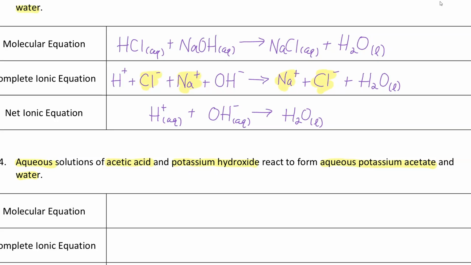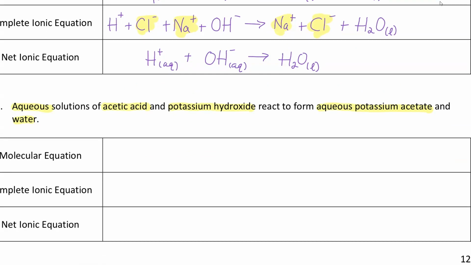Acetic acid, is it a strong acid? No. Strong acids are HCl, HBr, HI. What's the next one on your list? Perchloric, HClO4, nitric, HNO3, and sulfuric, H2SO4. Anything else we're going to consider to be weak.